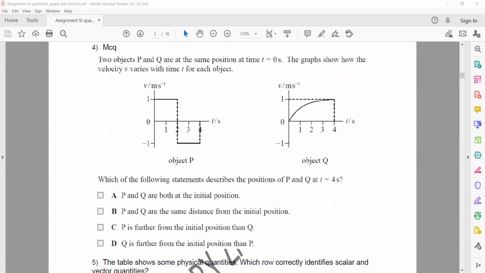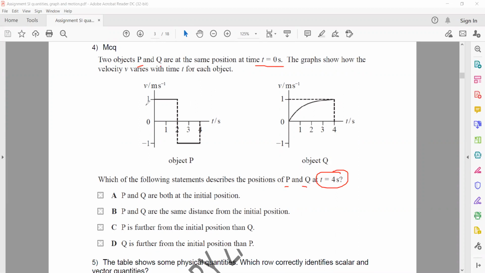Moving on to the next question, question 4. Two objects P and Q are at the same position at time t equals 0. So in the beginning, at time t equals 0, both are at the same position. The graph shows how the velocity varies with time for each object. Which of the following statements describes the position of P and Q at t equals 4?